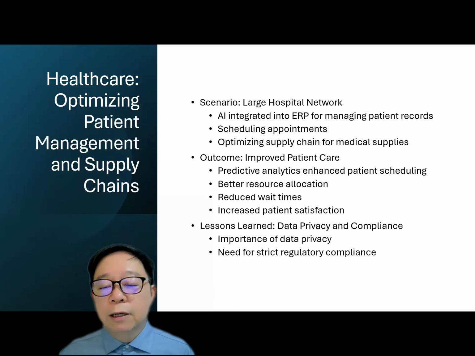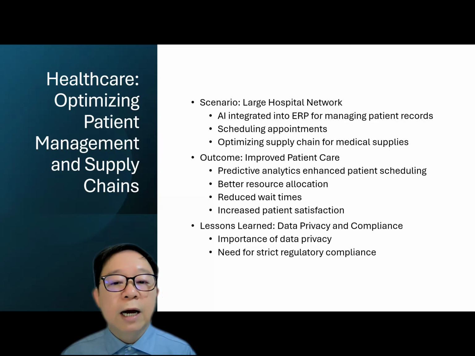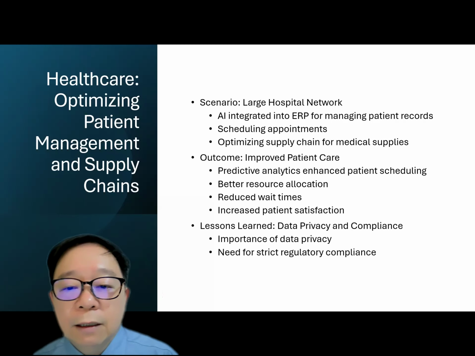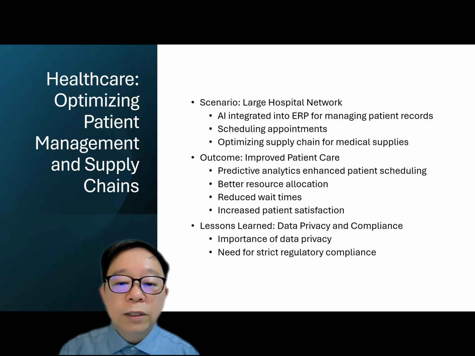And many hospitals have spent years digitizing the patient record. We call it the patient record, right? Then in this case, AI can also help you schedule appointments and optimize the supply chain for medical supplies. So what's the outcome, right?